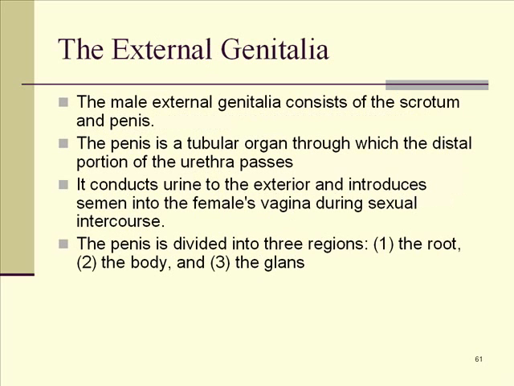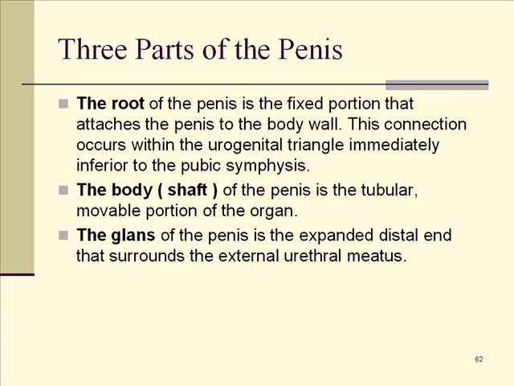External genitalia. The male external genitalia consist of the scrotum and penis. The penis is a tubular organ through which the distal portion of the urethra passes. It conducts urine to the external environment and introduces semen into the female vagina during sexual intercourse. The penis is divided into 3 regions: the root, the body, and the glans. The root of the penis is the fixed portion that attaches the penis to the body wall. This connection occurs within the urogenital triangle immediately inferior to the pubic symphysis. And again, you remember that when you studied the skeletal system.